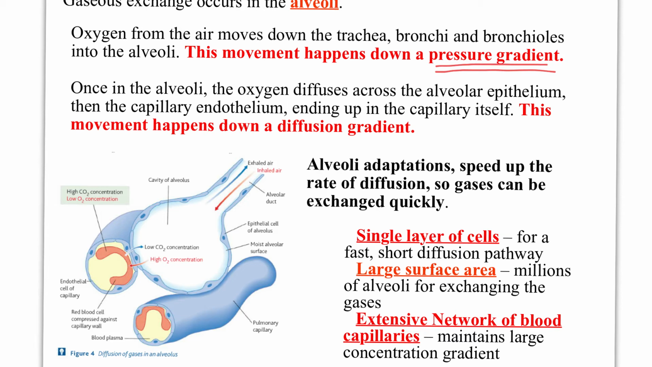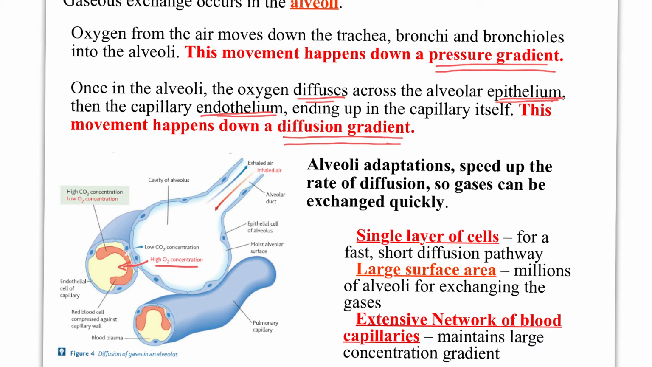Once in the alveoli, the oxygen diffuses across the alveolar epithelium by simple diffusion. So gases can move by simple diffusion, and then across the capillary endothelium. Each of these linings is one cell thick, ending up in the lumen of the capillary itself. This is happening down a diffusion gradient. So there's a higher concentration of oxygen in the alveolar airspace, and a lower concentration in the capillary, and so it moves in. Once it gets into the capillary, most of that oxygen is picked up by red blood cells and forms oxyhemoglobin.